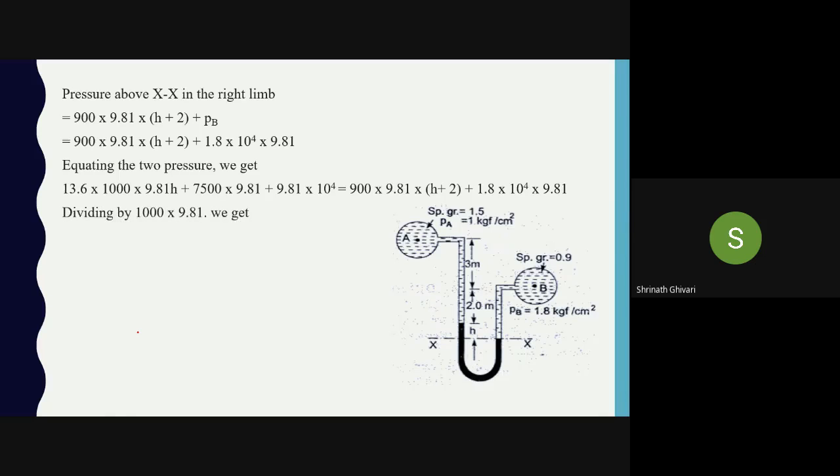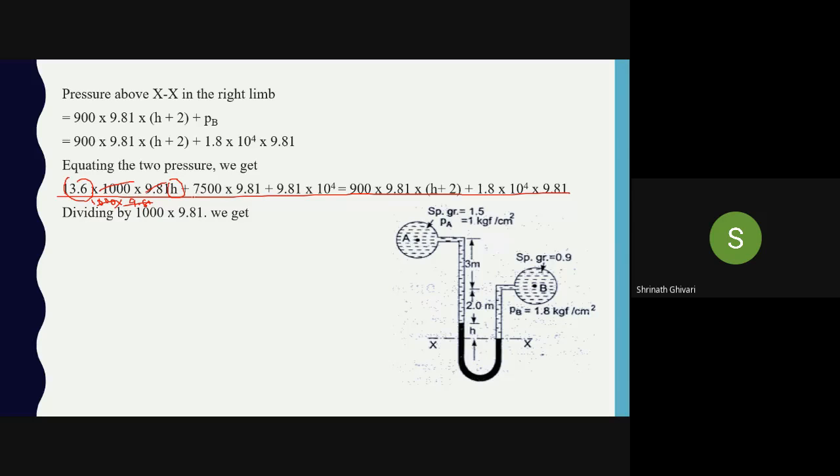So what you do, divide everything by 1000 into 9.81. Whatever equation you are getting now, divide it by 1000 into 9.81. See here, I'll tell you. I will divide here by 1000 into 9.81. What will remain? 1000 and 1000 will get cancelled. 9.81 and 9.81 will get cancelled. What remains is 13.6 into H. That one is done.